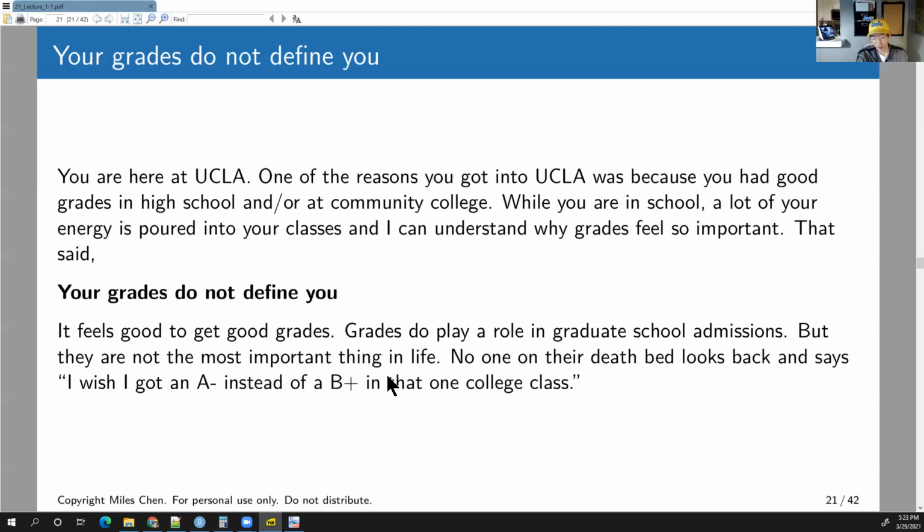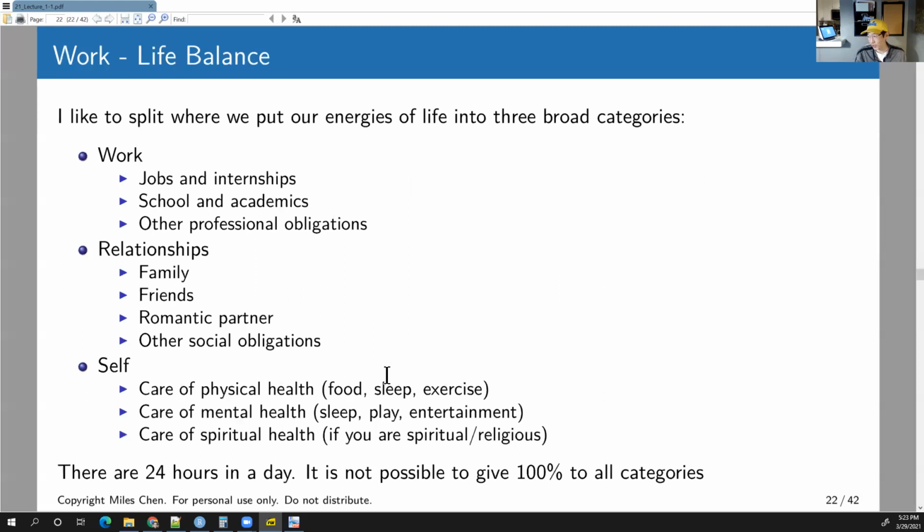Okay. Maybe if you're applying to grad school, grades do play a role, but even then they are not the most important thing. And you as a human have so much more to offer the world than just your academics and your grades. Okay. A lot of you have friends and family members and relationships, and you are people, and I'd say those things are much more important than just some letter grade that you get at the end of your course. Okay.